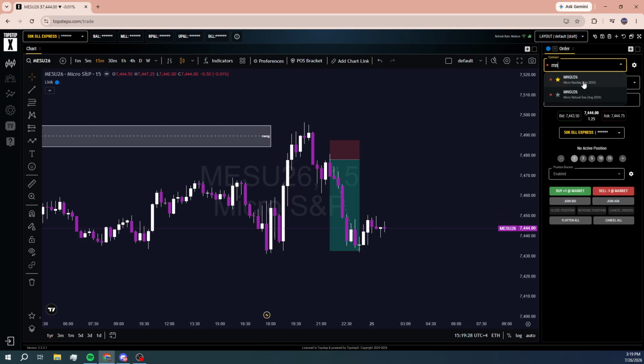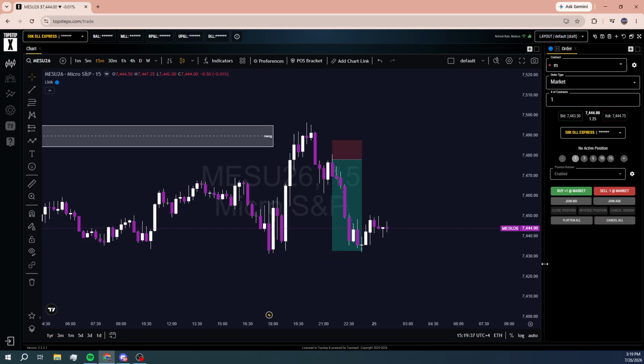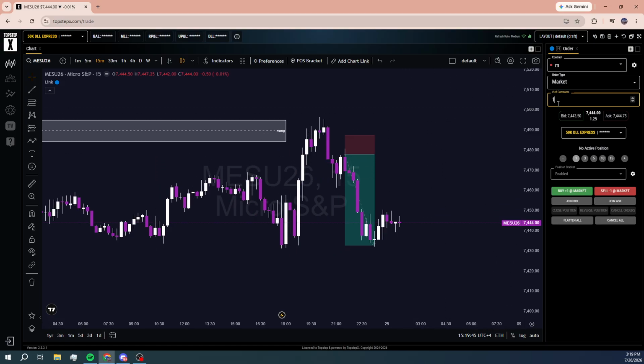So now let's understand what the contracts are, and how we should calculate the position size. Okay, so when we are entering a trade, we are not writing here risk $100, or something like that. We are not writing anything. We are writing the number of contracts.